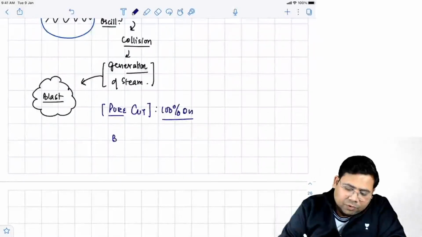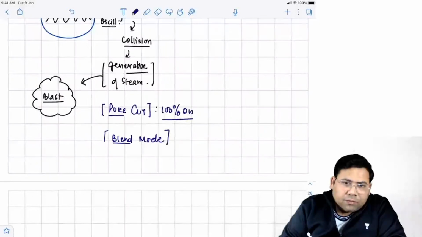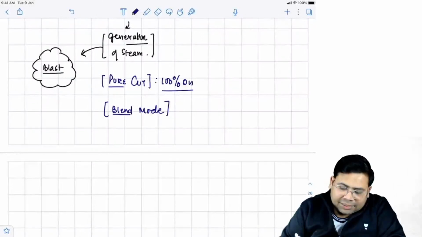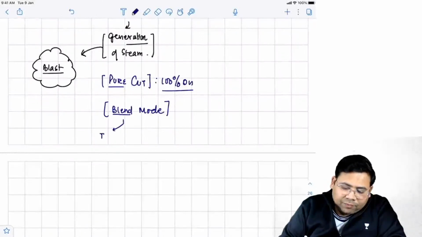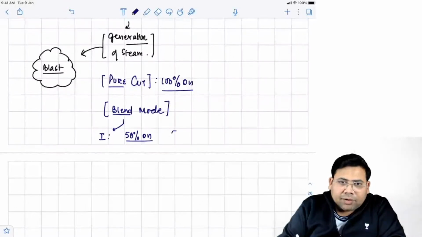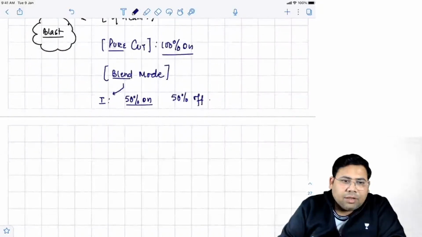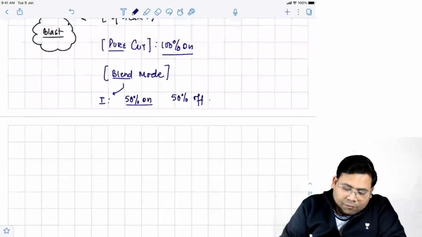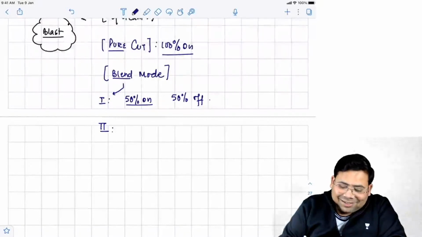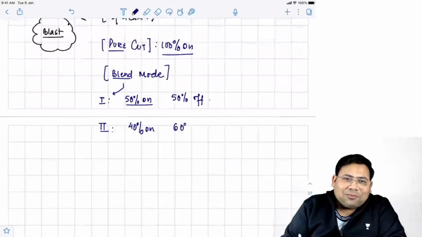Then we have a blend mode. In order to minimize the tissue damage, we have blend 1. What is blend 1? 50% on and 50% off. Now try to understand, what is blend 2? It is 40% on and 60% off.